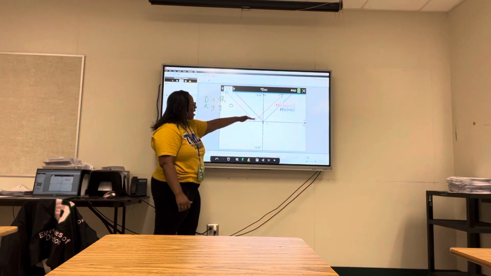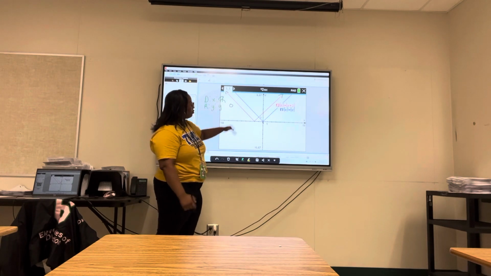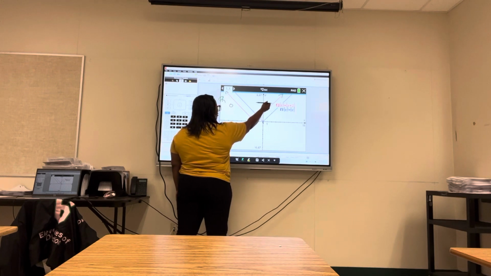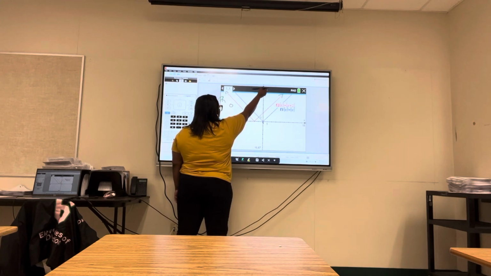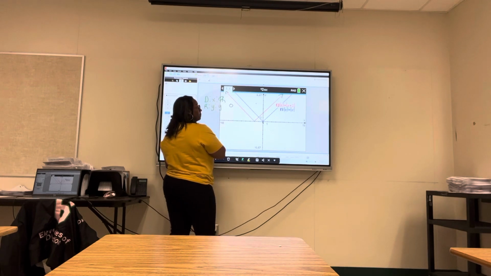The rest of my y values are above 0. So if I'm looking at this red graph, I'm seeing 1, I'm seeing 2, I'm seeing 3, I'm seeing 4, I'm seeing 5, I'm seeing 6. It's going to keep getting higher and higher. That's what those arrows are for.